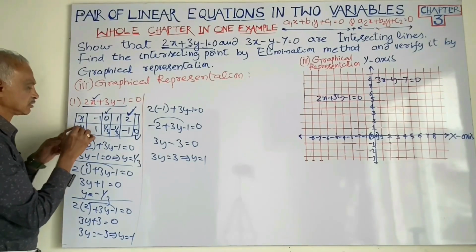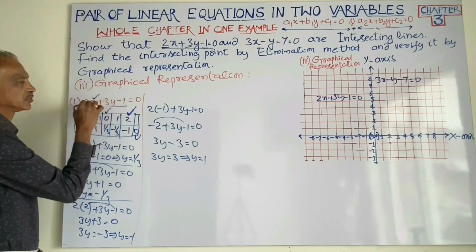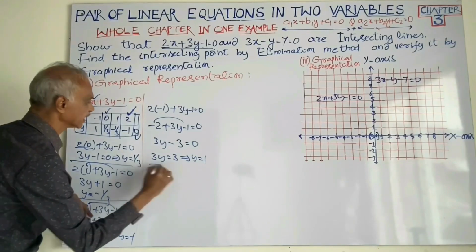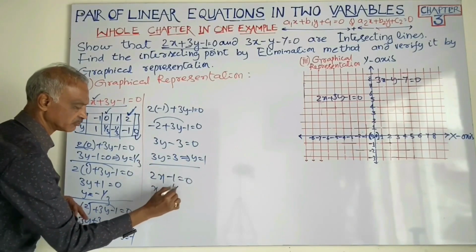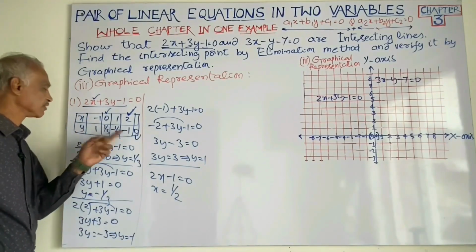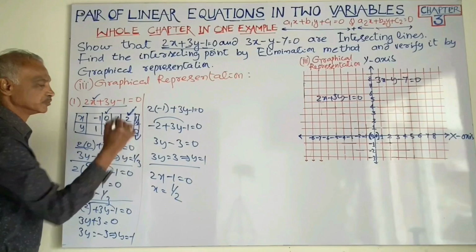Now substitute y is equal to 0. Y is equal to 0 means the y term becomes 0, so 2x minus 1 is equal to 0, and x is equal to 1 by 2. If you take y is equal to 0, you are getting x is equal to 1 by 2.